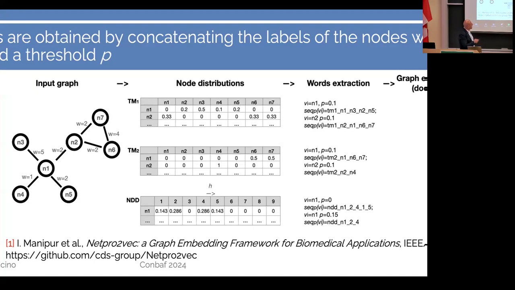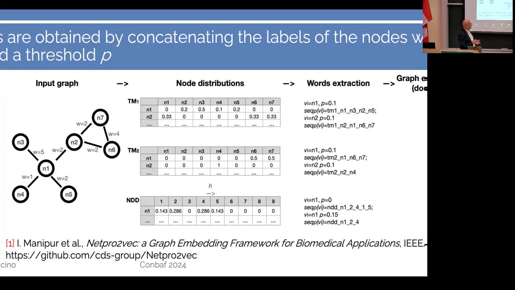So we take those numbers and we sort them. Since 2 and 4 are larger, we consider node 2 and 4 first, and then we add the label 1 and 5 to this word. So we create words starting from this node distance distribution using the labels of the nodes. So here we have NDD because we use the node distance distribution.